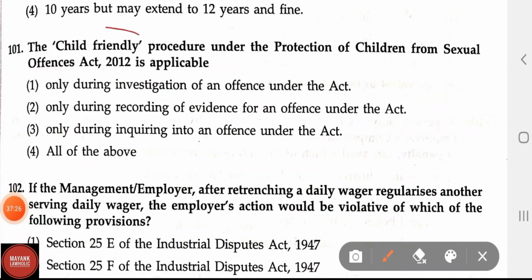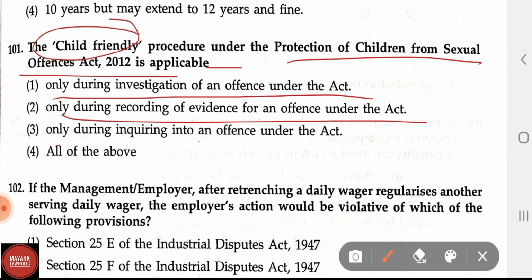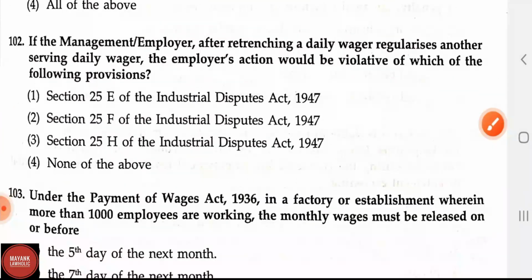The child-friendly procedure under the POCSO Act 2012 is applicable only during investigation of an offence under the Act; only during recording of evidence for an offence under the Act; only during inquiring into an offence under the Act; and all of the above. The child-friendly behavior has to be applied everywhere: during the investigation, recording of evidence, and also in inquiring. So option 4 is the correct answer. Now let us see question number 102.